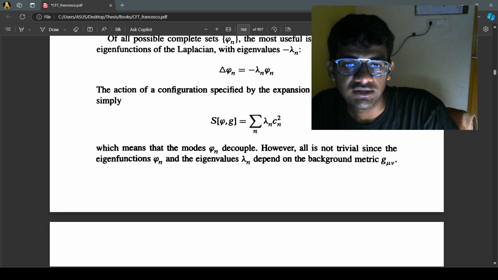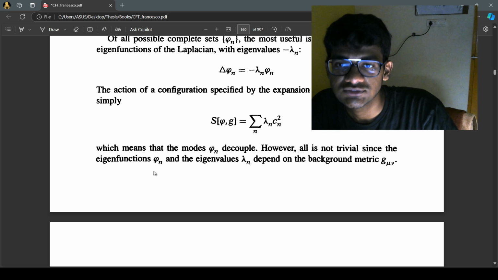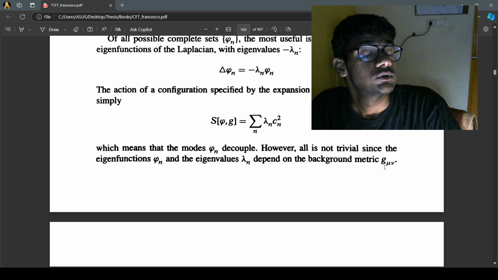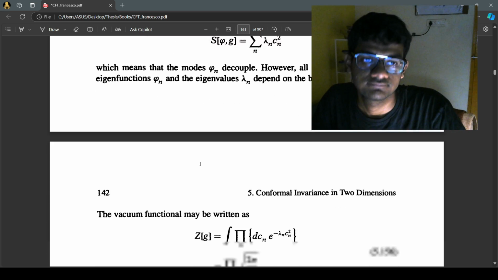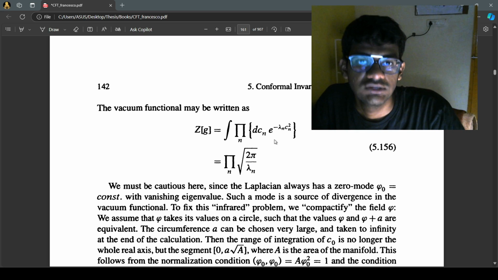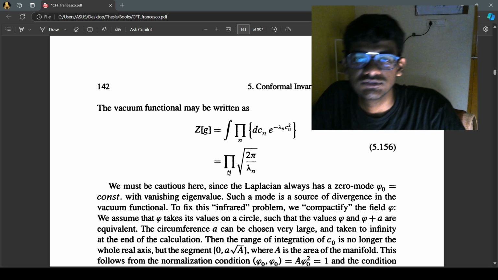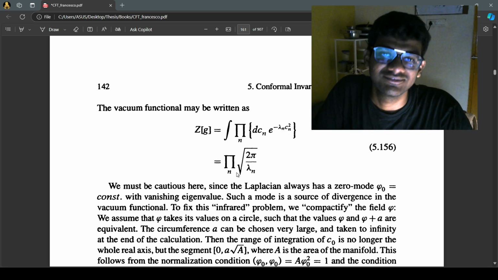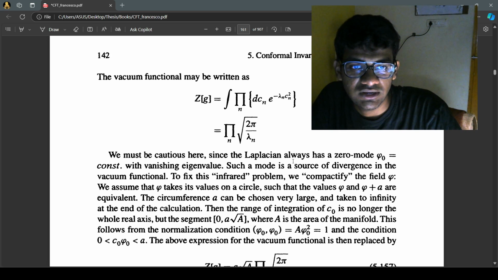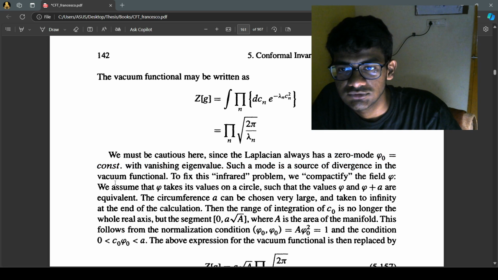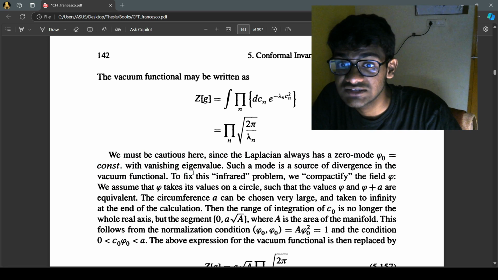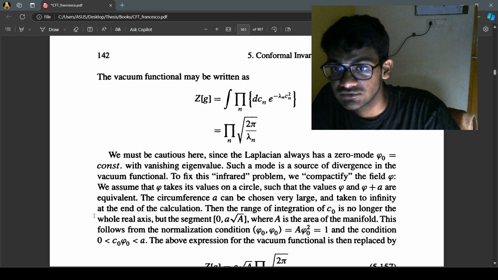Which means that the modes phi n decouple. However, all is not trivial since the eigenfunctions phi n and the lambda n depend on the background metric g mu nu. Definitely. The vacuum functional may be written as the integral of dcn e to the power minus lambda n cn squared, which is the product over n of the square root of 2 pi over lambda n, basically a Gaussian integral. We must be cautious here since the Laplacian always has a zero mode phi 0, a constant, with vanishing eigenvalue. Such a mode is a source of divergence in the vacuum functional.